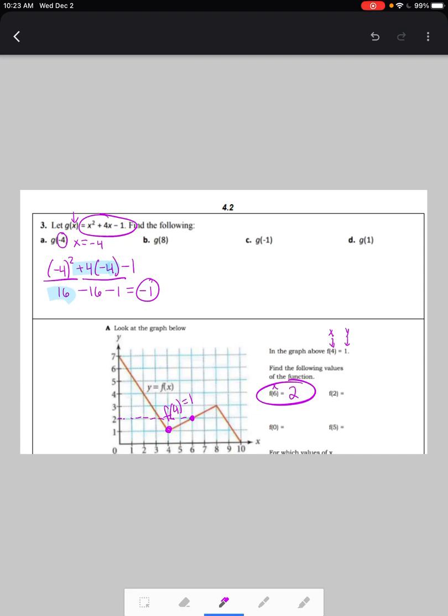So evaluating functions, sometimes you're calculating, sometimes you're solving, but other times you have to look at a graph and interpret it visually as well. So important to be able to flexibly do both of those things.